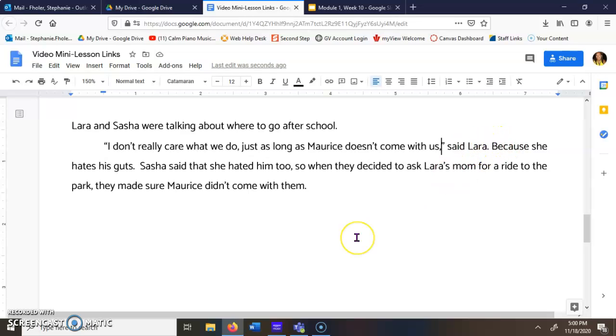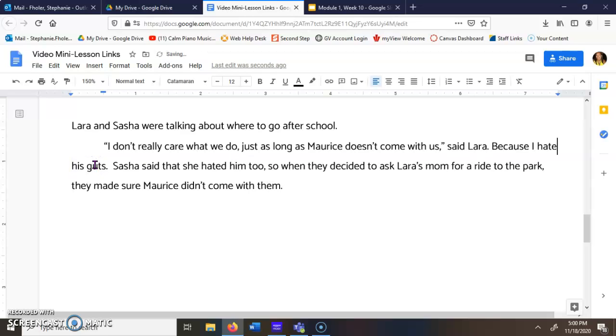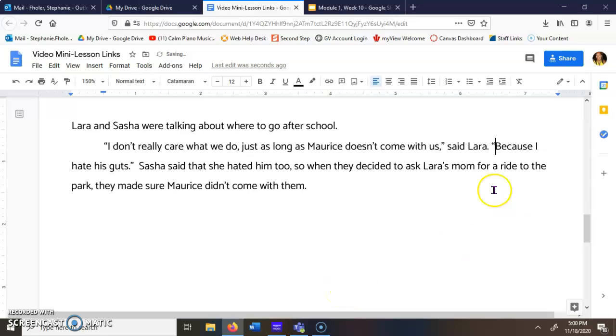The next sentence says, because she hates his guts. This she is still talking about Lara, right? So we're going to change that she to I if she's talking about herself. I hate his guts. So Lara is also saying this. So we're going to put quotes around it. And I don't think we need to put another speaker tag with it because Lara is still talking. So we know that's her saying those words.